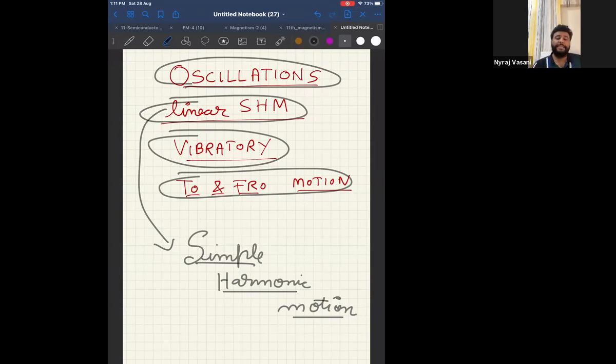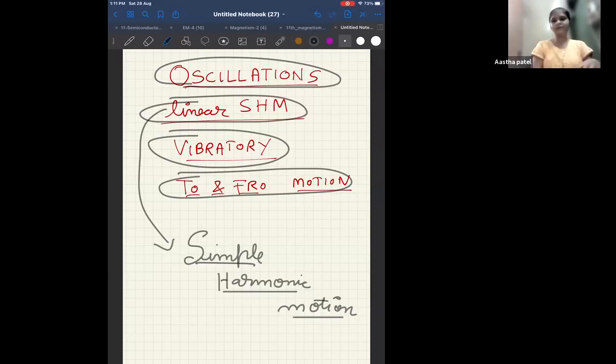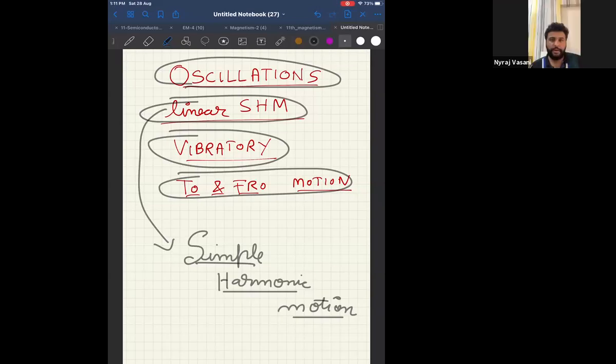Best example I can give you for oscillation is simple pendulum. I hope everyone has seen a simple pendulum. Now, how does a simple pendulum go? Look at my hand. Simple pendulum goes from here, then it goes this side, then it goes this side. Correct? Has everyone seen the motion of a simple pendulum?